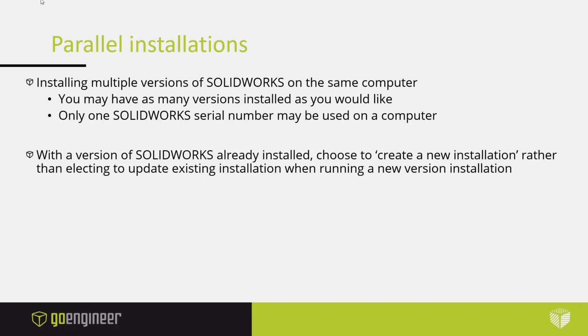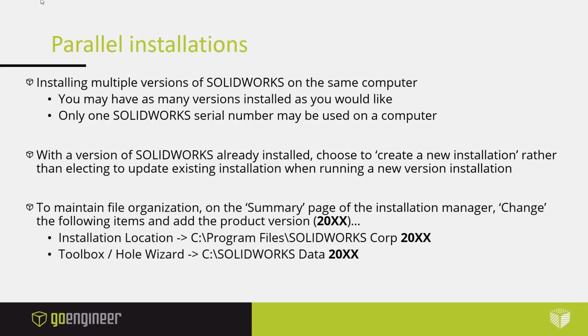All right, and then the most important part here with parallel installs, typically on the summary page of the installation manager, you want to change the file path locations for the installation, so the directories are much more organized. You don't get files and system files mixed up in between versions. So the two things to change would be the installation location. You'd want to add the year. So if I'm installing 2021, I want to change the installation location path and add 2021. Same for the Toolbox and Hole Wizard.